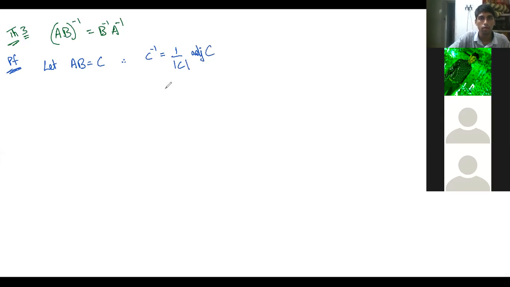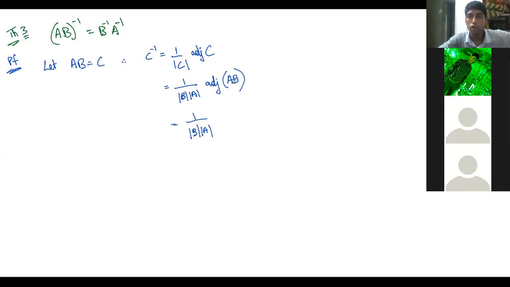Okay. This is nothing but, can I say this is mod b times mod a? Sorry, delta into delta b. And here adjoint of C. What is adjoint of C? C is nothing but A into B. What do you mean by adjoint of AB?